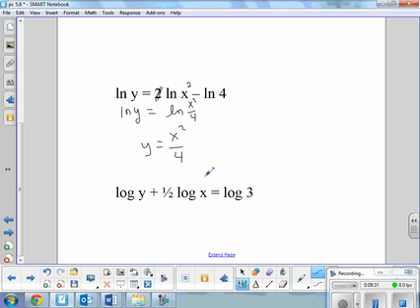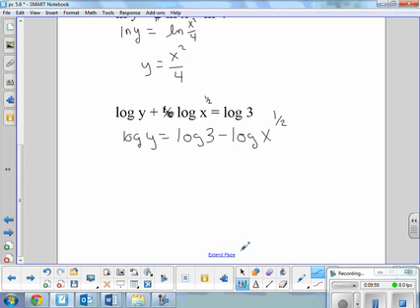On this one, let's go ahead and move our coefficient in front to an exponent. And then I'm going to subtract log x to the 1/2 from both sides. So I get log y equals log 3 minus log x to the 1/2. Again, all I did there was subtract the log x to the 1/2.